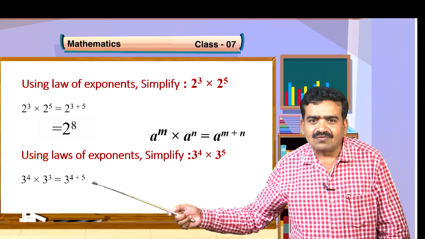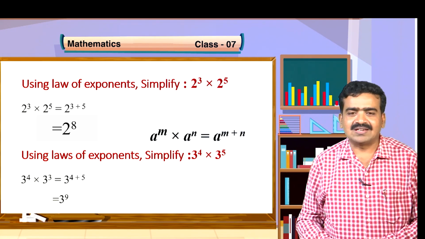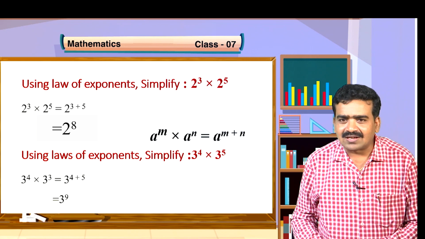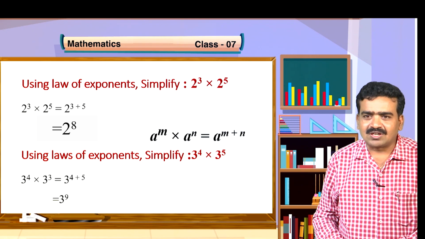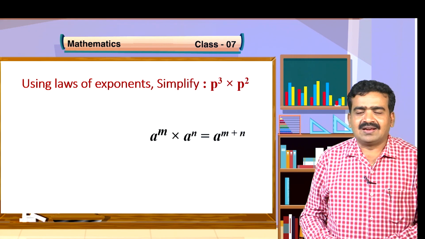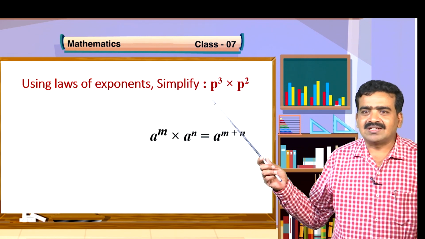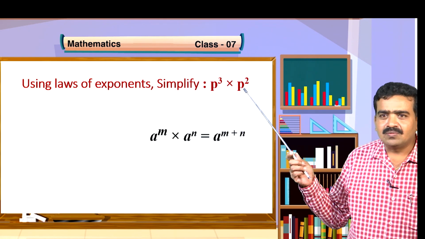So, what is 4 and 5 gives us? Yes, 4 and 5 gives us 9. So, the simplified answer of 3 to the power of 4 into 3 to the power of 5 is 3 to the power of 9. Let us solve another example by using the law of exponent. So, that is p cubed into p squared.